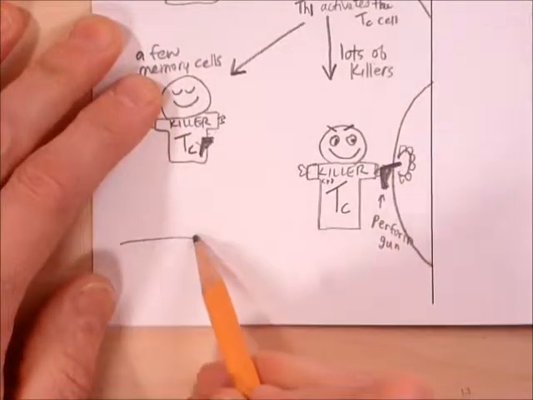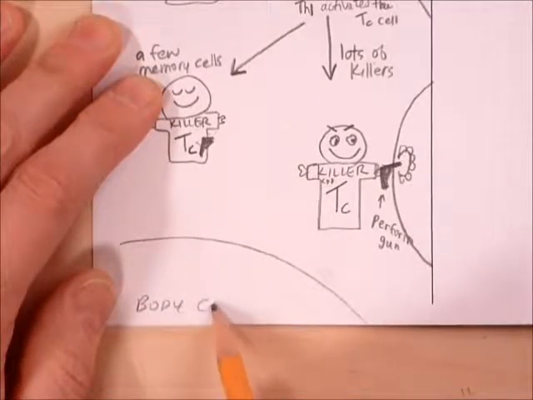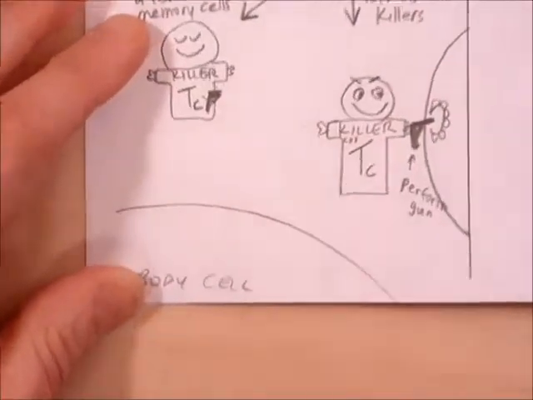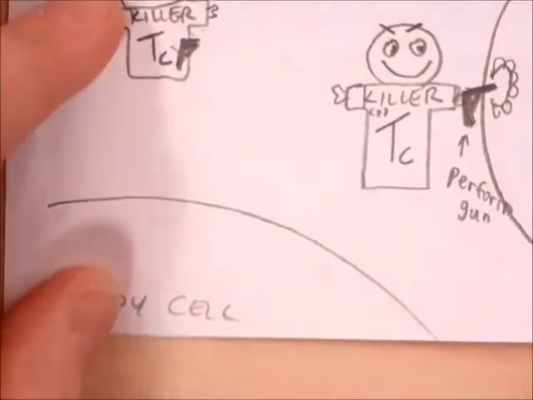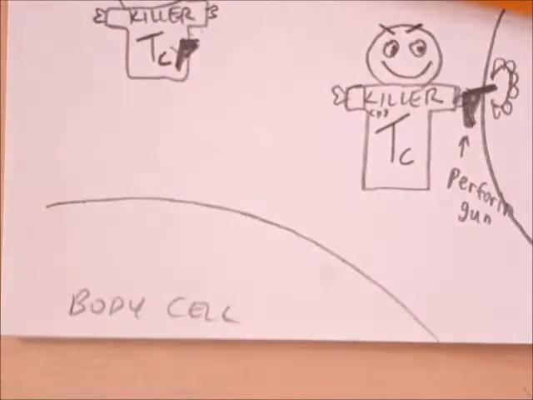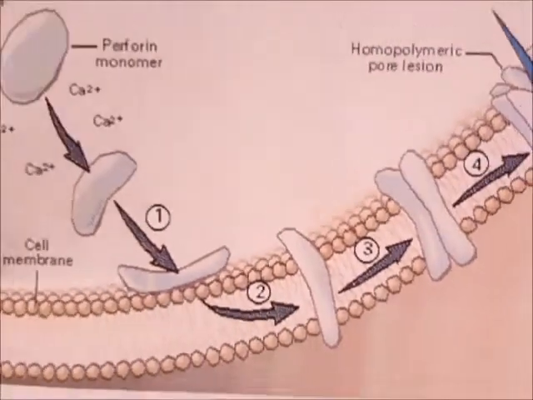I want to make a little line like this. This is the body cell. Okay. And the bullets come out of the perforin, the little bits of perforin. Let me show you a picture. It would help. I'm going to zoom out here for a minute.